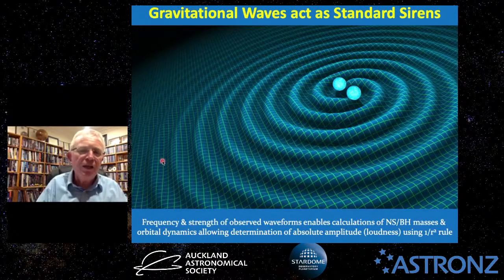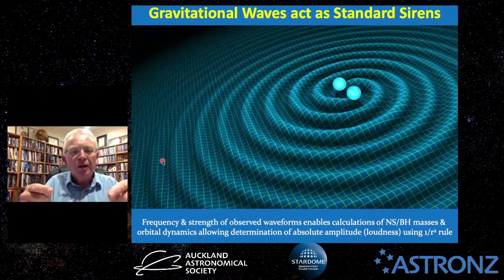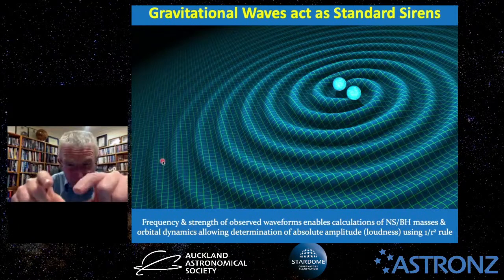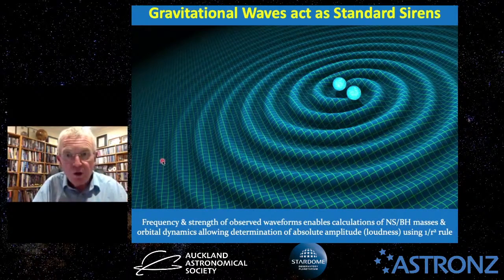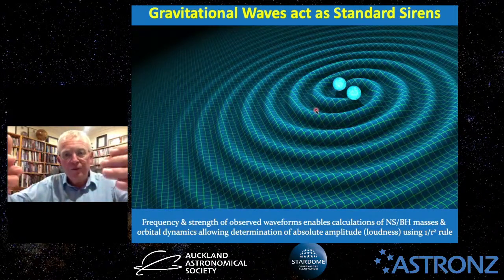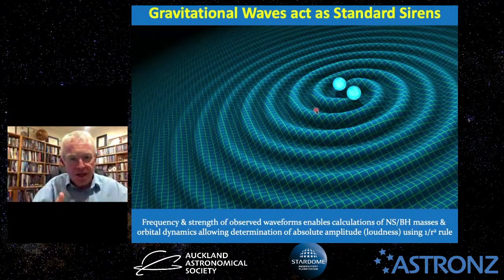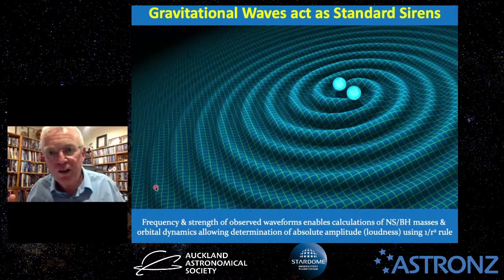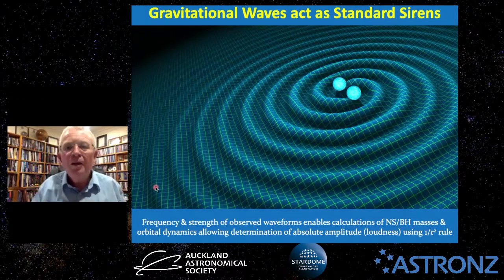But from the observed measurements, particularly of the frequency and the strength, they can actually work out what's going on, and that tells them the absolute amplitude, or the loudness, of what did actually occur all those billions of years ago. So they've got an absolute magnitude. They compare that with the amplitude that they're measuring back here on Earth, billions of light years away and billions of years later. They're able to compare the two and work out the distance.